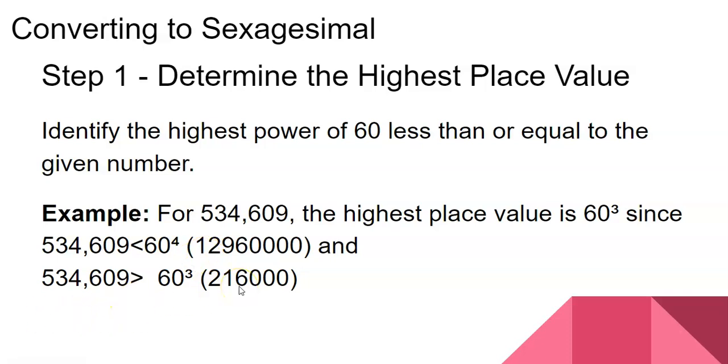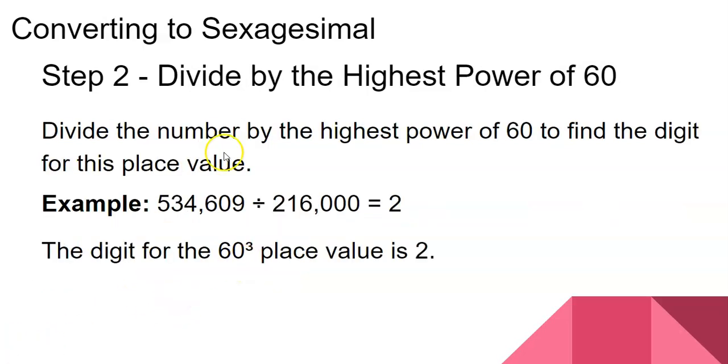Again, in determining the highest place value for 534,609, its highest place value is 60 cubed, since 534,609 is less than 60 to the 4th, and 534,609 is greater than 60 cubed. We're going to divide by the highest power of 60. So divide the number by the highest power of 60 to find the digit for its place value.